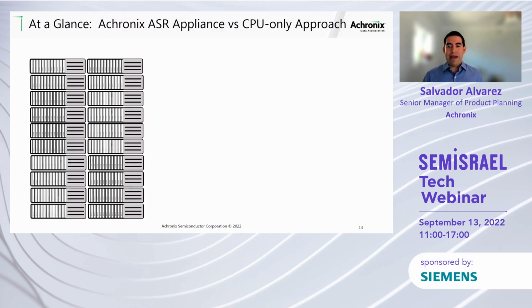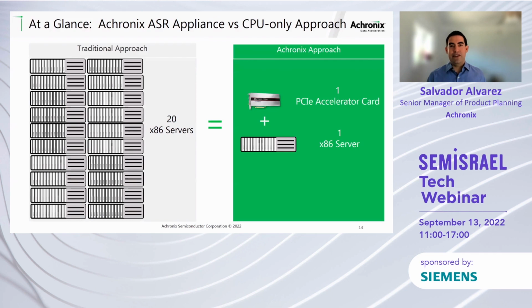So here we return back to the concept of using a data accelerator instead of multiple servers to manage increasing demand for more voice channels. In this case, you can achieve the same throughput with one server with one PCI accelerator card as you would need with 20 of the same servers. That's a difference of approximately 10x in capital costs and energy consumption, and potentially 20x savings in rack space requirements.